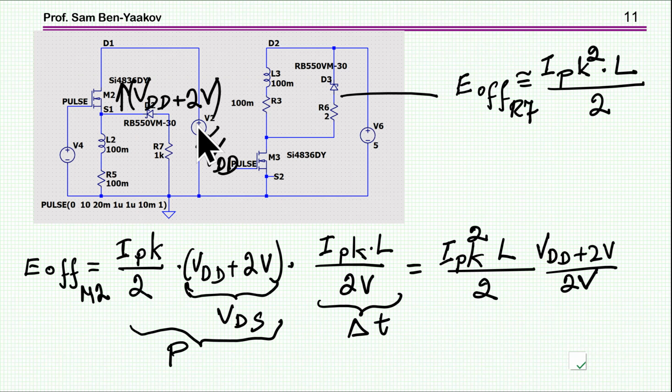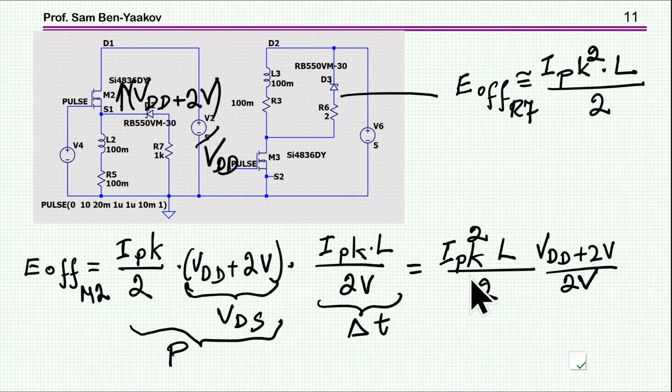So let's calculate the power dissipated by the transistor during this turn off process. The voltage is VDD plus 2 volt. We have 2 volts here. And the average current will be I peak over 2 during the period. So this will be the power. And the time it'll take depends on I peak and this 2 volt. Okay, so this is from V equals L dI/dt. And this brings us to this expression here.